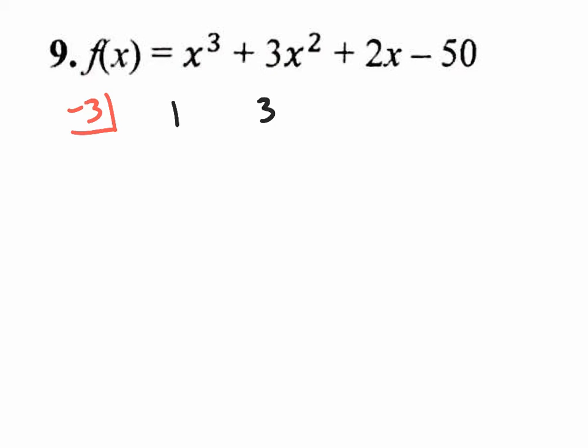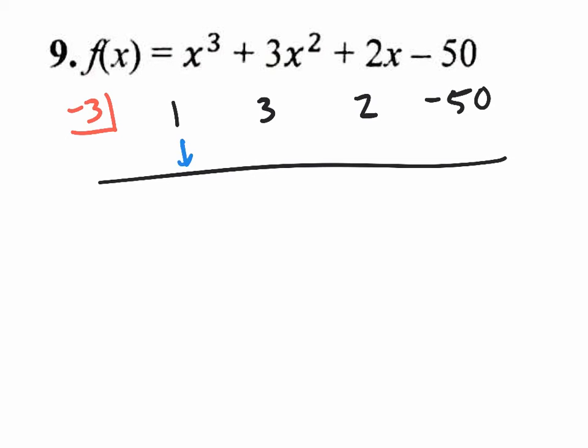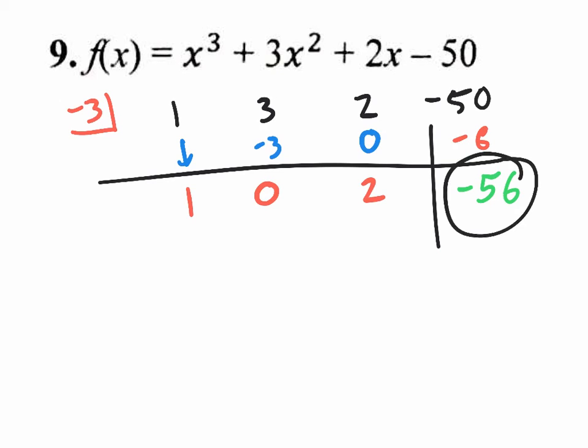1, 3, 2, -50. As you go down, you combine, you get 1. As you go up, you multiply, you get -3. As you go down, you combine, you get 0. As you go up, you multiply. -3 times 0 is 0. As you go down, you combine. 2 plus 0 is 2. As you go up, you multiply. -3 times 2 is -6. As you go down, you combine. -50 and -6 is -56. Ladies and gentlemen, this is our output for the input -3. Synthetic substitution, nice and simple, right?